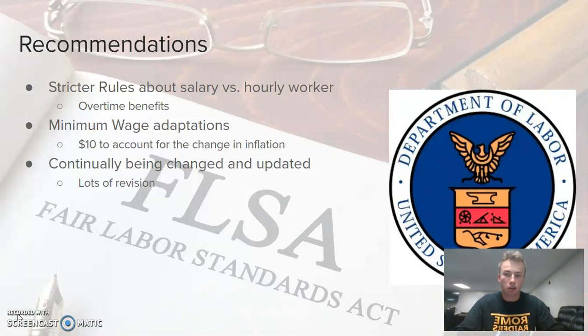And then maybe some other adaptations to the act would be a minimum wage update, especially here in Wisconsin and federally. It's been $7.25 since 2007, and inflation has increased since then, which makes the cost of living go up. So this could be beneficial for a lot of Americans. And then other than that, we found that the act has been continually being changed and updated throughout the years, and there's a lot of revision. So we thought that was a good thing, and they should continue to do that.